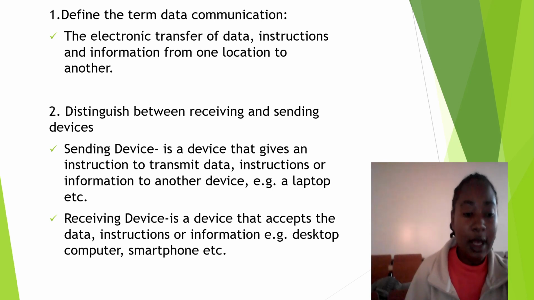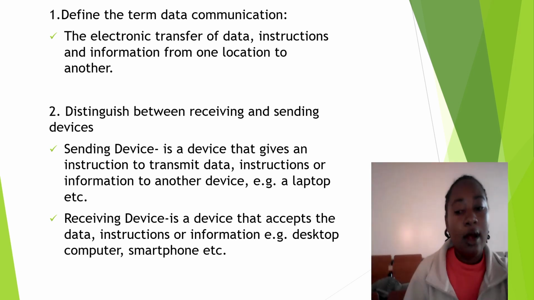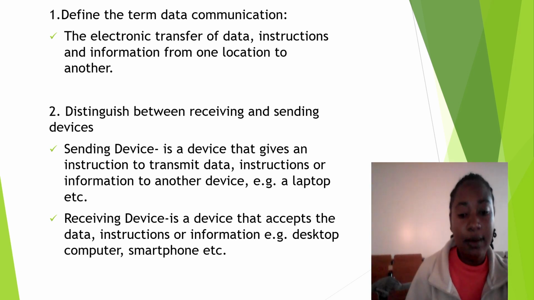When you send a WhatsApp message to a friend, the phone that you are using is a sending device. A receiving device is a device that accepts the data, instruction, or information. Or we can say it's the device that gets data or interprets it. For example, a desktop computer, smartphone, and so on. So when your friend is receiving the WhatsApp message that you've sent, your friend's phone is going to be called a receiving device. Okay, so I hope it's clear.